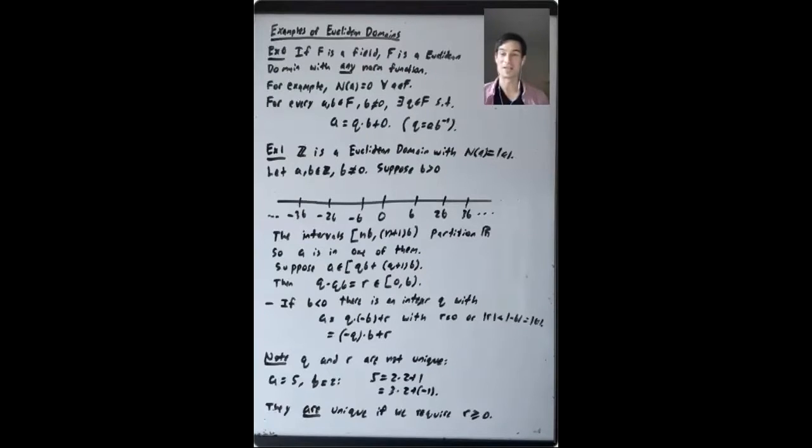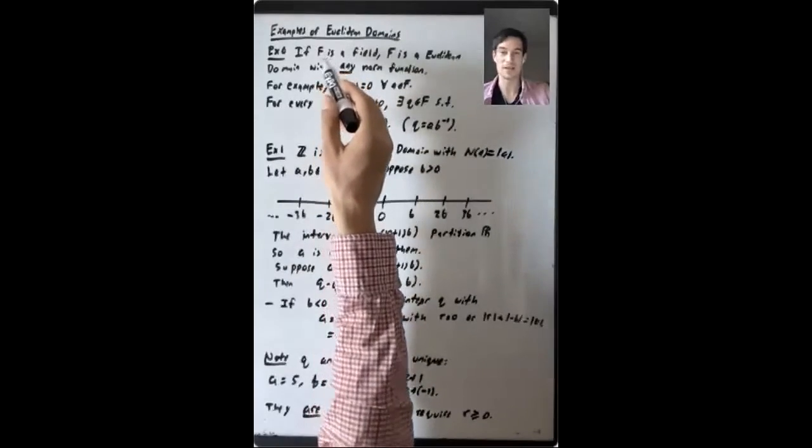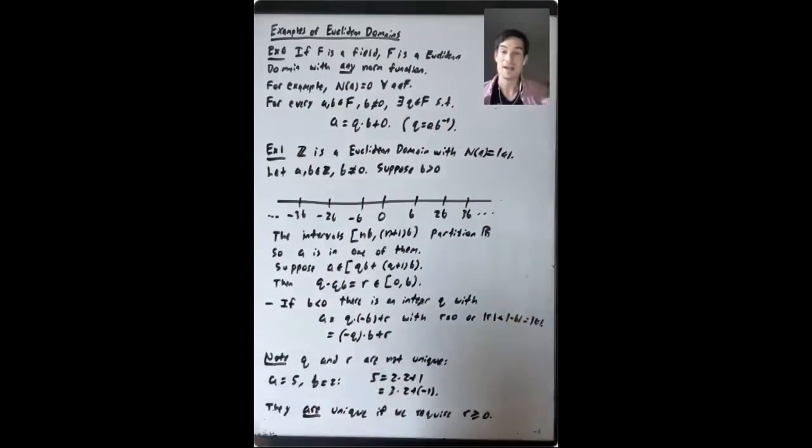Now let's talk about some examples of Euclidean domains. So at the very beginning of the first video, we said that every field is a Euclidean domain. So that's our first example. If F is a field, it's a Euclidean domain. To show that something is a Euclidean domain, you have to describe a norm function on that ring that has certain properties.